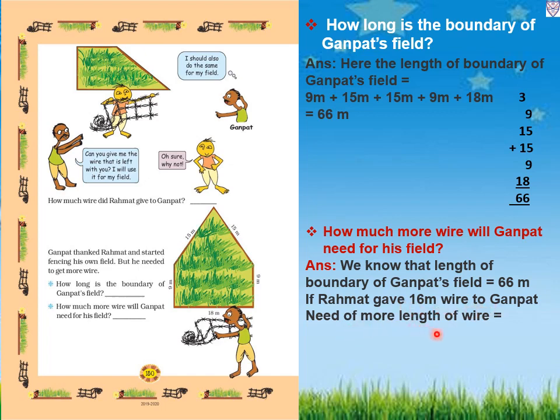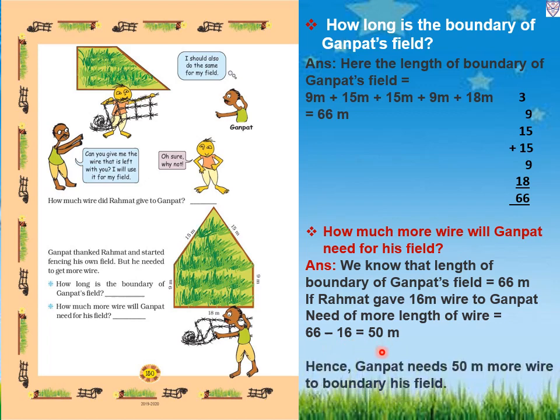So the need for more wire equals, the total length of the field is 66 meter and 16 meter wire he took from Rahmat. So how much does he want now? 66 minus 16. So 6 minus 6, 0. 6 minus 1, 5. So 50 meter wire he needs for his field. Hence Ganpat needs 50 meter more wire for the boundary of his field.